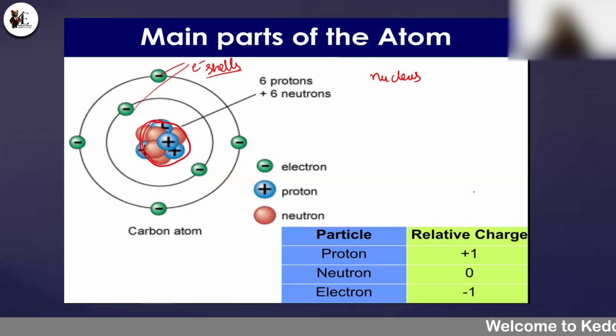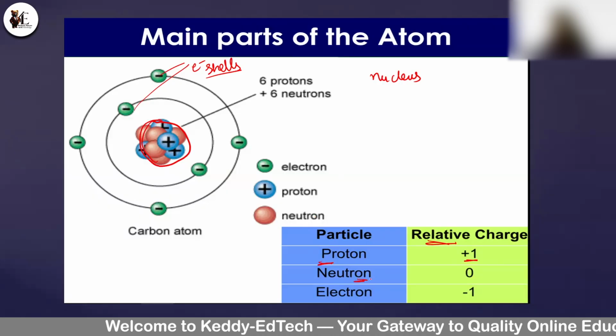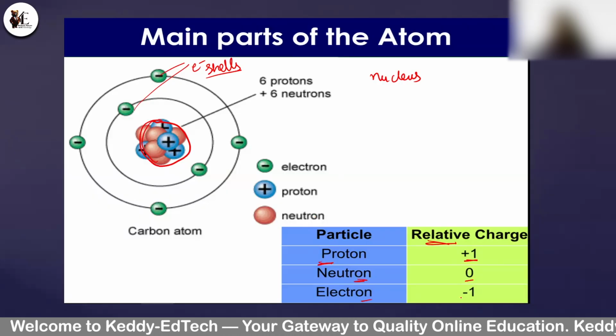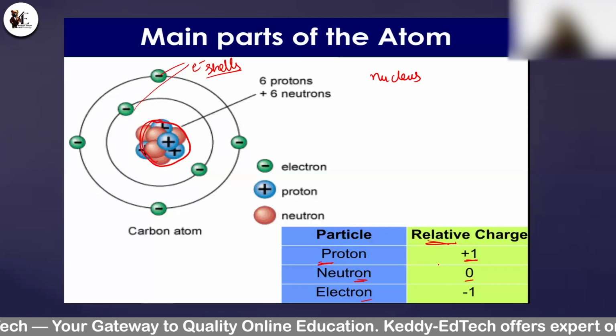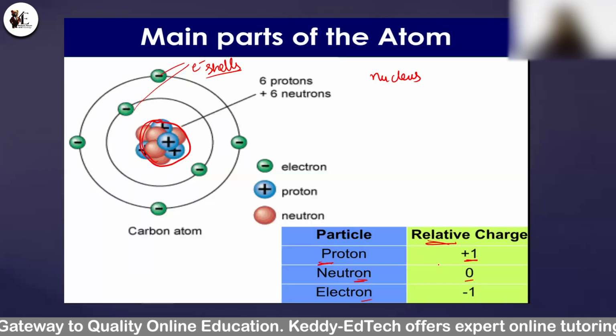Okay, so I told you proton. Relative means comparative charge, comparison to other particles. So proton is positive, so it is positive 1. Neutron is 0, neutral, and electron is negative 1. So if I ask you the relative charge, then you have to say proton is +1, neutron is 0, and electron is -1.